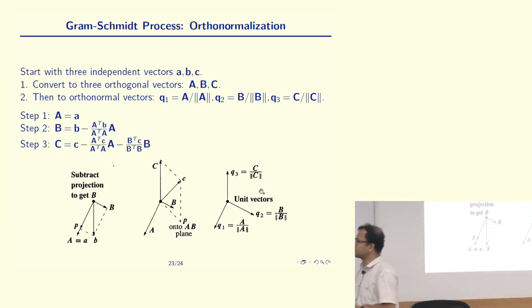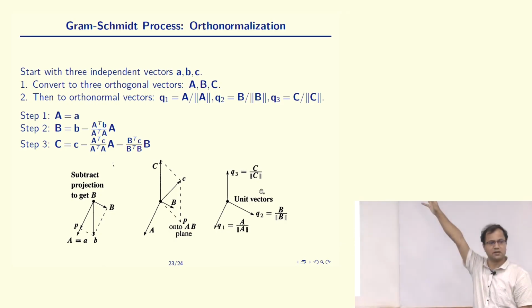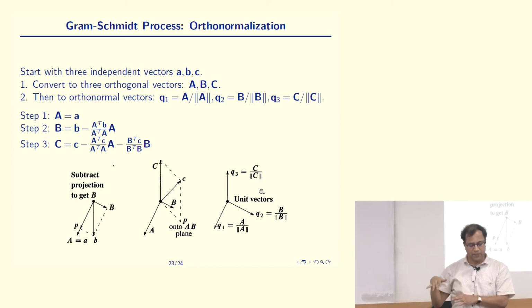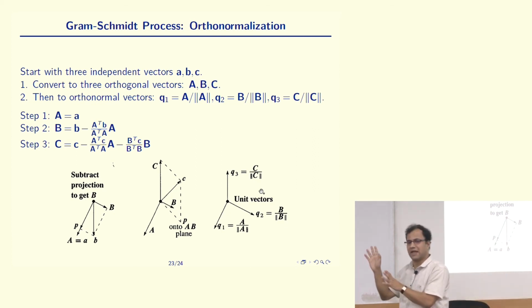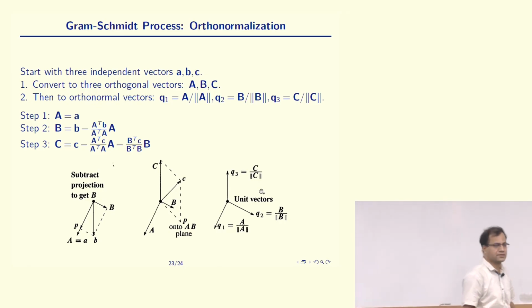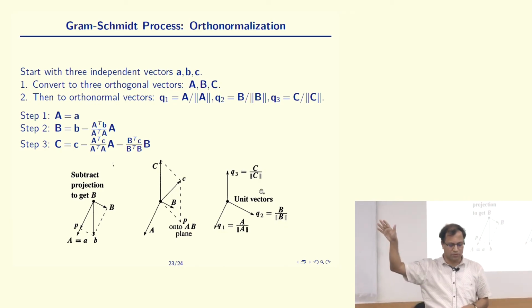So first you are given these vectors A, B, and C, which are linearly independent, right? And we want to convert them first to a set of orthogonal vectors, and then you just divide by their length to get the set of orthonormal vectors, right? So there are two steps. First you convert to orthogonal vectors and then to a set of orthonormal vectors.